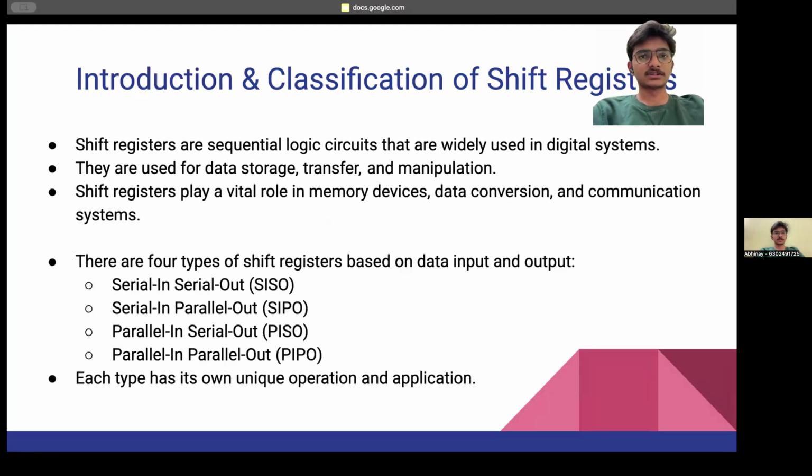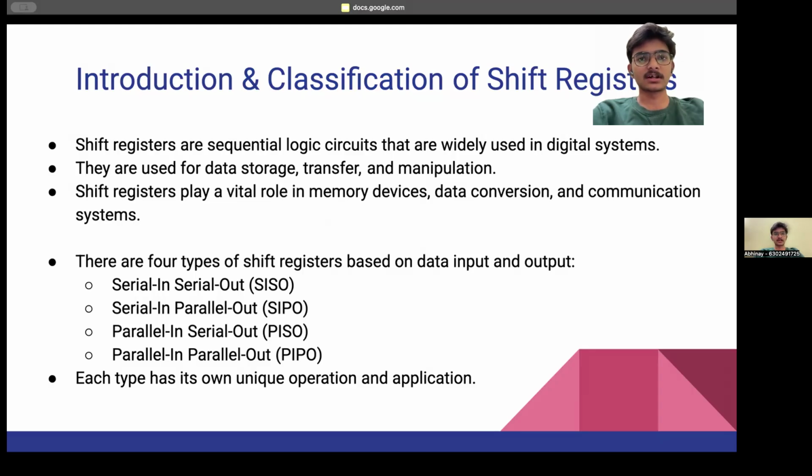Now I will introduce you to the shift registers. Shift registers are sequential logic circuits that are widely used in digital systems. These are mainly used for data storage and data manipulation. So these shift registers play a very vital role in memory devices, data conversion, etc. And these shift registers are classified into four types based on the input and output data.